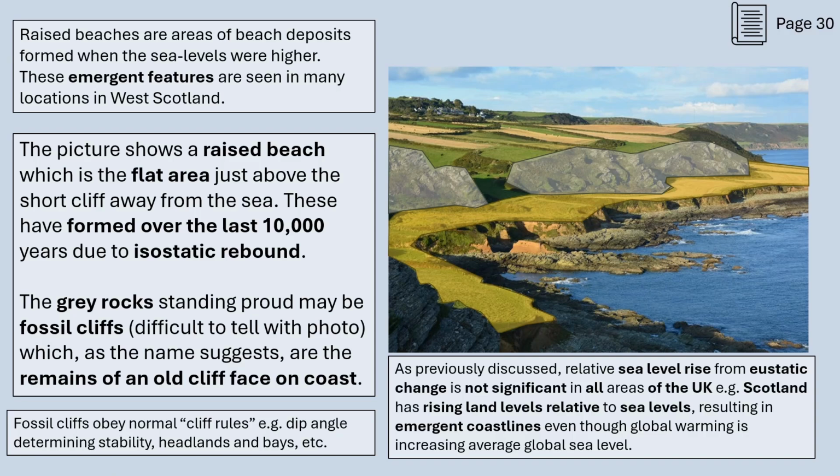Again, it's important to note that relative sea level rise from eustatic changes, i.e. rising sea levels due to glacial melting and thermal expansion, is not significant across certain parts of the UK coastline. Relative sea level is a function of both eustatic and isostatic changes, and even though global average sea levels are increasing, the isostatic changes occurring in Scotland are more significant than eustatic changes, resulting in these emergent features.